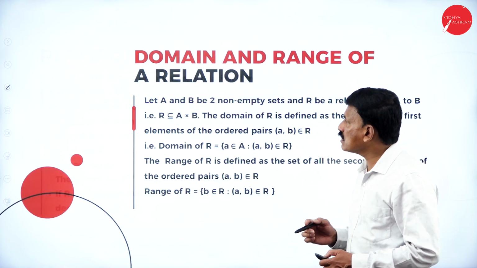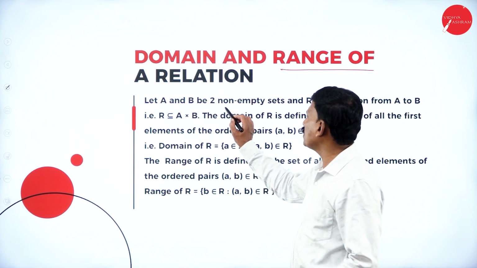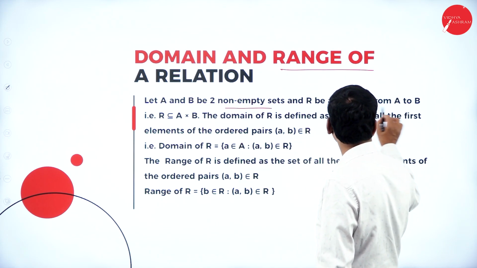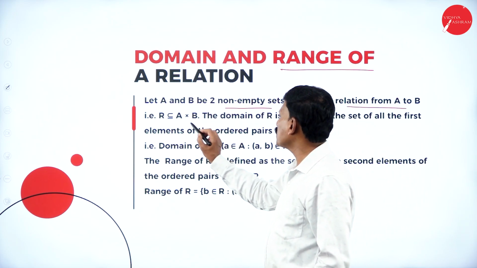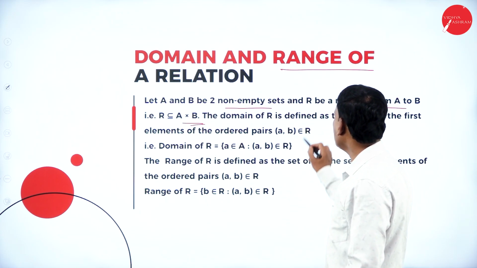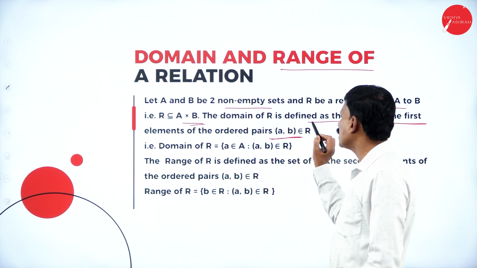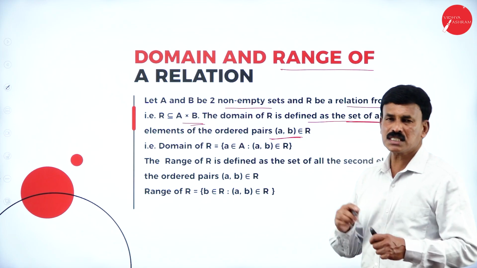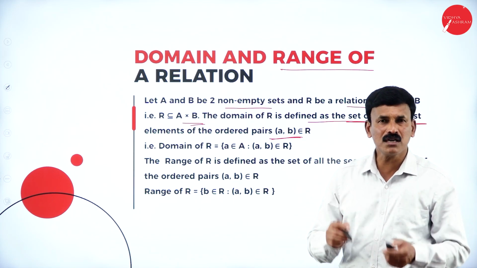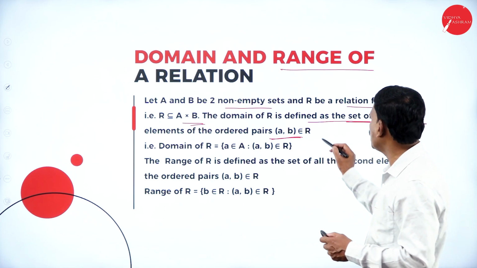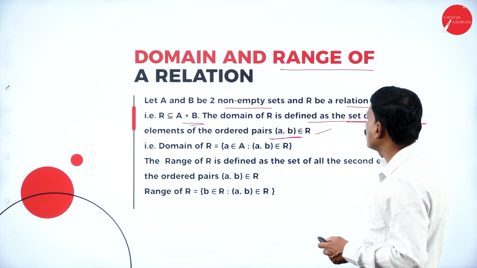Now, let us take an example. Let us learn about the domain and range of a relation. Let A and B be any two non-empty sets. R is a relation from A to B, that is, R is a subset of A cross B. Then the domain of R is defined as the set of all first elements of the ordered pairs (a, b) belonging to R. That means the set of all first elements of the relation is called the domain.